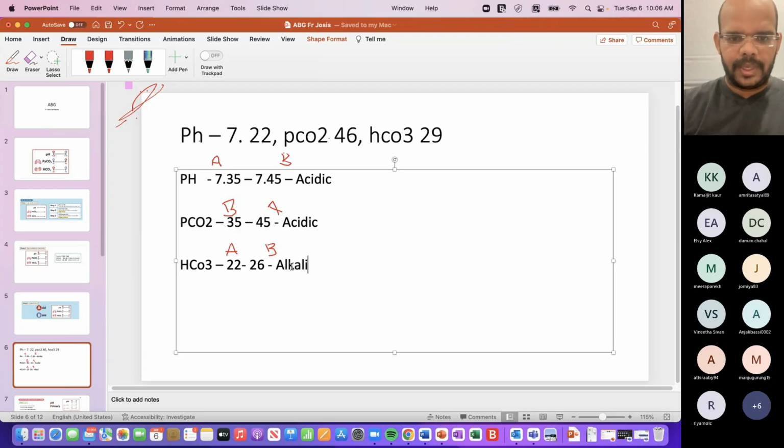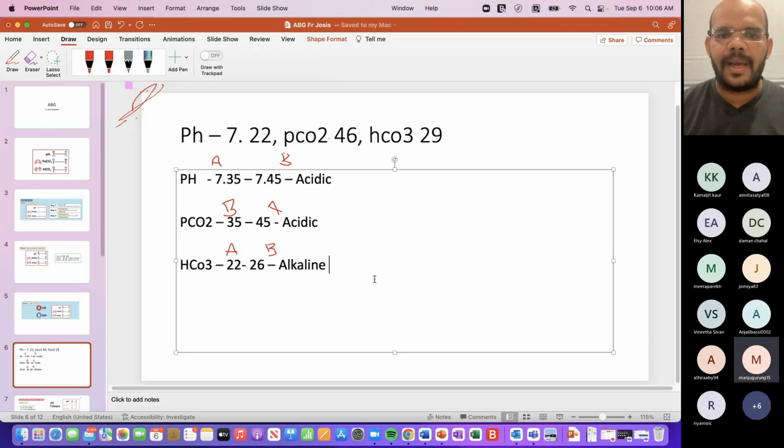So now your answer is your ABG is respiratory acidosis, because PCO2 and pH are matching. You have to find out which is matching with the pH. When the pH is matching with the PCO2, then it is respiratory acidosis. If it was vice versa, if the pH was matching with the bicarb, then it was metabolic acidosis.